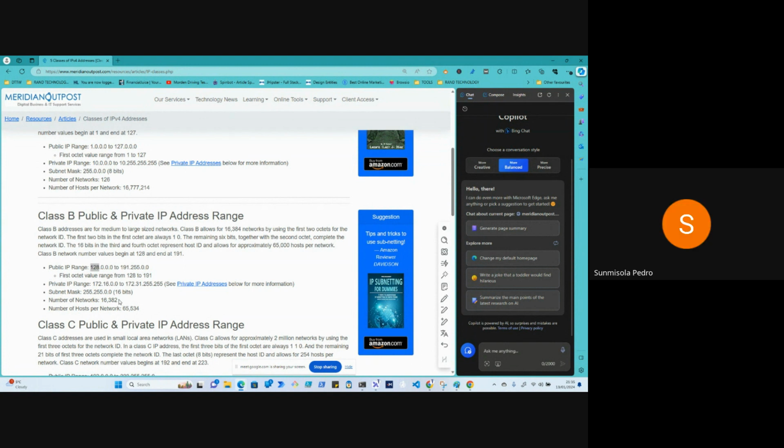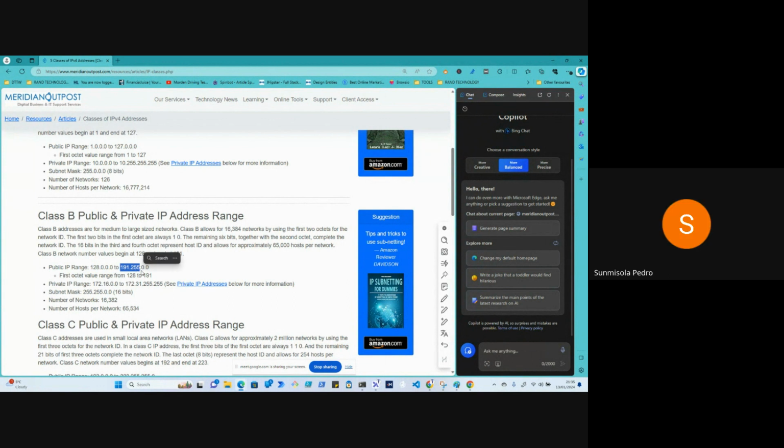So that 255, is it as long as 255 appears in any of the octets, right? Not like 255 all through. Okay. Yeah. So what we're saying is that this 191 to 255 defines the network.